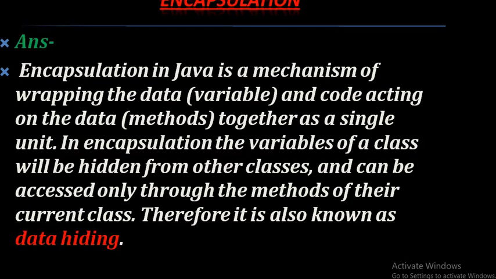So the variables or data are only accessed through the methods of that class. Therefore, it is known as data hiding. So the data are hidden. This property, encapsulation, is also called data hiding, because the data are hidden from the outside world. It is the private data members. It can be accessed through the public methods only.